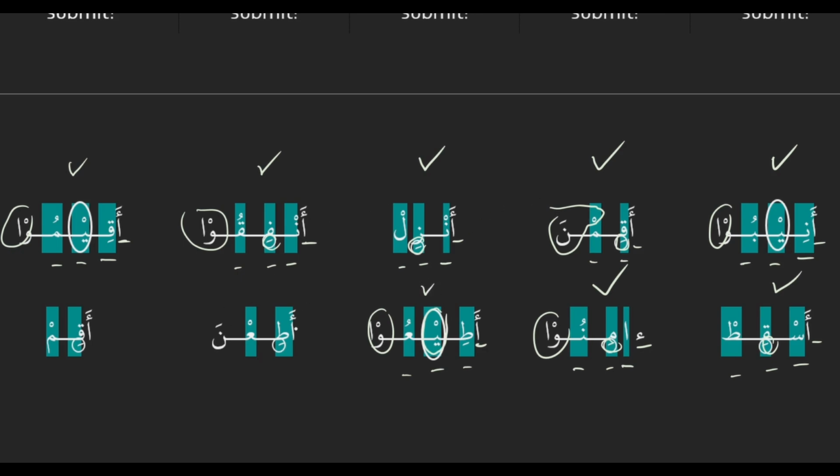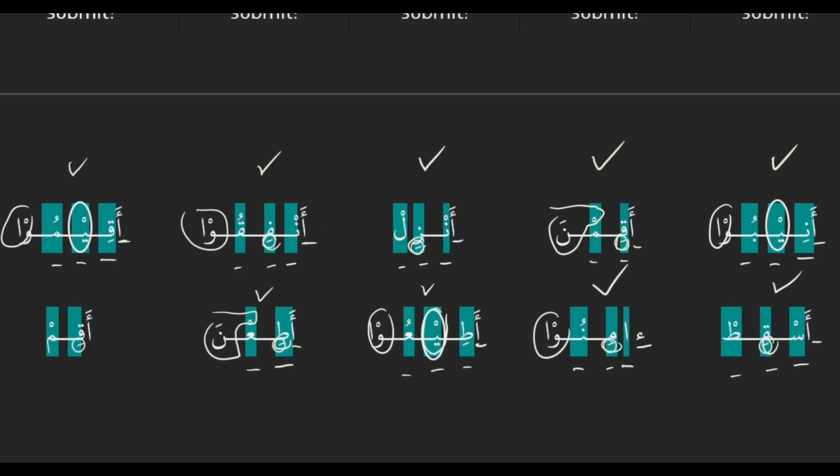أطعنا. First letter is Hamza. Hiding our indicator, we have two letters. Two letters. Second to last letter is the ta, and it has an E sound. Yep. So that is command. All three check off.